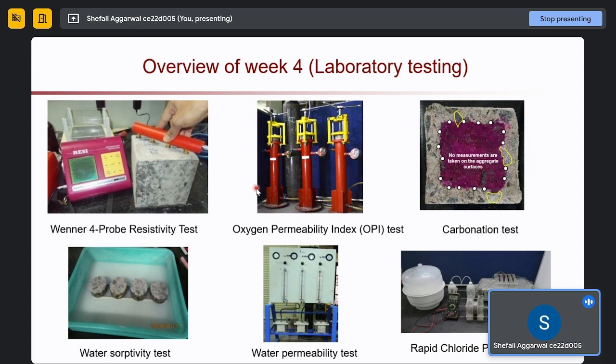Next is the oxygen permeability index. How much our concrete is resisting the permeability of oxygen through the surface. So this is the setup of the oxygen permeability index.